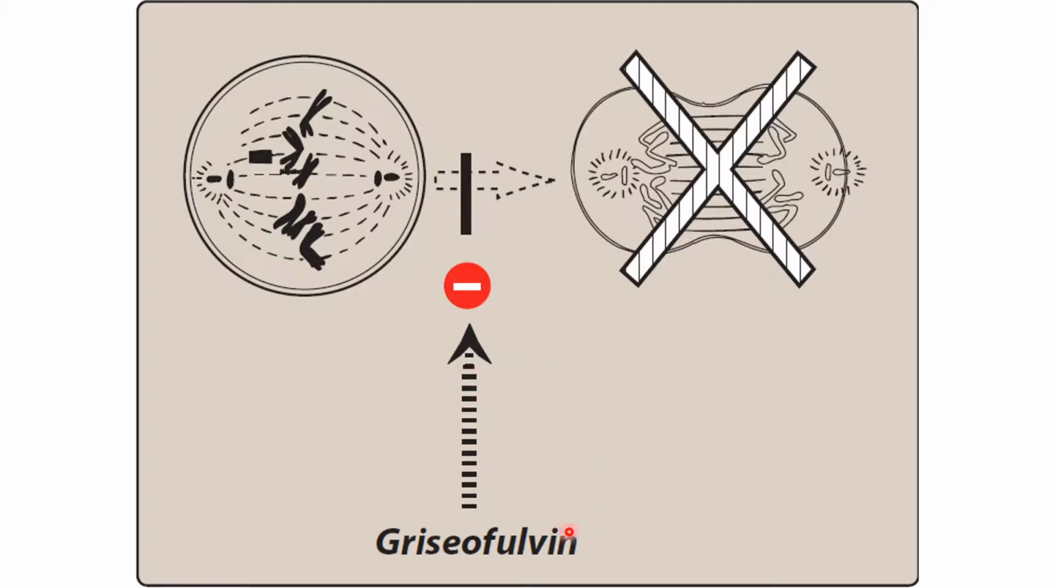And griseofulvin is inhibiting the mitotic spindle and inhibits the mitosis of the fungi. It has been replaced by the oral terbinafine, but still it's used sometimes. The main disadvantage of the griseofulvin is that it should be used for a long duration, like half year or even 1 year.